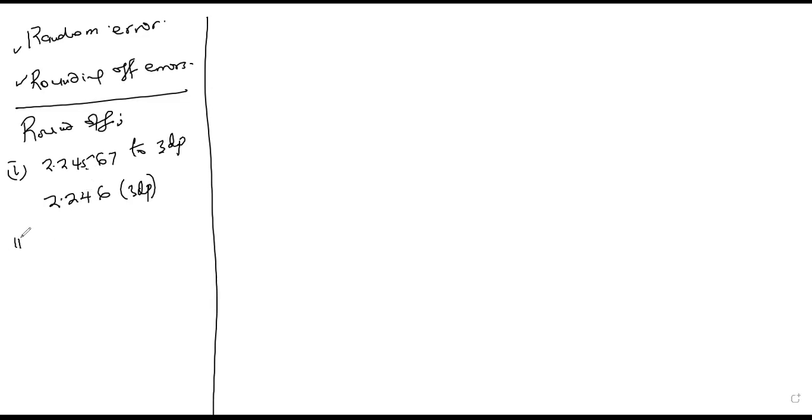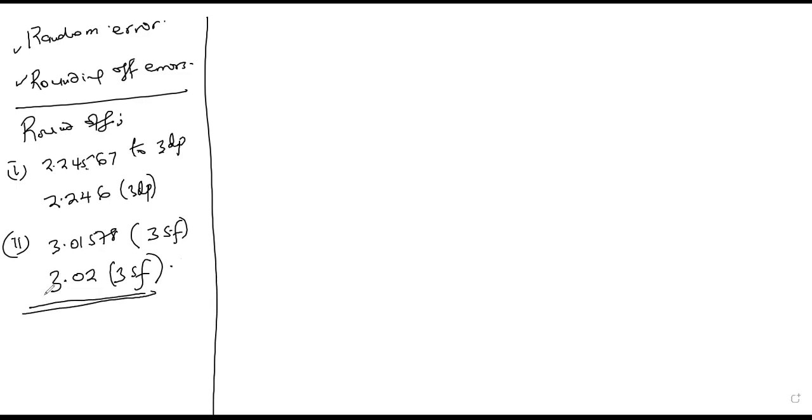Even if you have 0.01578, and they want it to 3 significant figures, this is going to be 3.02. For significant figures, we count those values which are significant, meaning that in this case, 3 is significant, 0 is significant, 1 is significant.